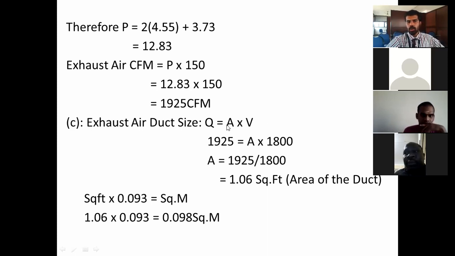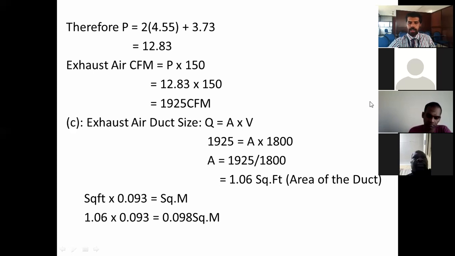So this is the formula: Q is equal to A into V. Q is the discharge, A is the area, V is the velocity. We have already seen that the velocity should be between 1500 and 2200 FPM. So better you give 1800 FPM as the duct velocity. This 1800 will come only for the kitchen hood. Coming to car parking and all those things, it will change. For the time being, just understand that you give 1800 FPM as the velocity. This is in FPM.